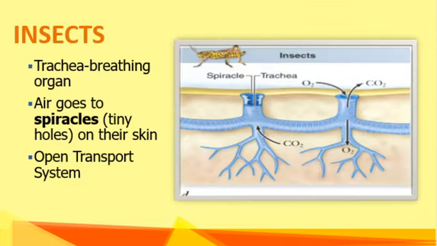And then, next up, we have insects. Insects are quite different from the previous ones because the trachea is their breathing organ. They have tiny holes on their skin called spiracles, and that's where gas exchange takes place, as you can see here. They are considered to have an open transport system because instead of blood, they have hemolymph.